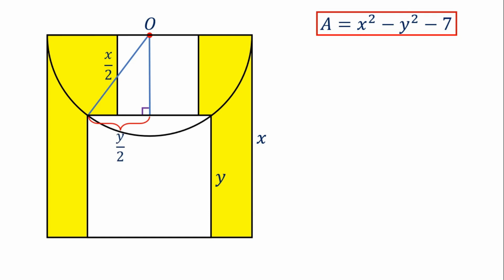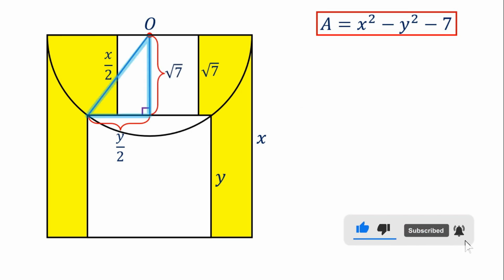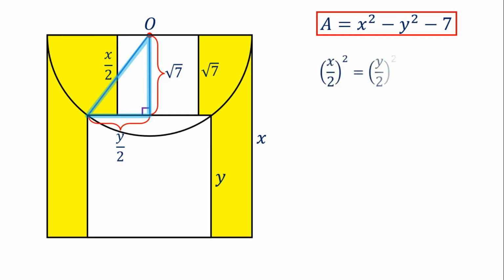On the other hand, the area of the small square is 7. Therefore, its side length is the square root of 7. And since this segment is equal to the side of the small square, this segment is also the square root of 7. Excellent. Now we have a right triangle, so we can use the Pythagorean theorem. The square of the hypotenuse equals the sum of the squares of the other two sides. x over 2 squared equals y over 2 squared plus the square root of 7 squared, which gives us x squared over 4 equals y squared over 4 plus 7.